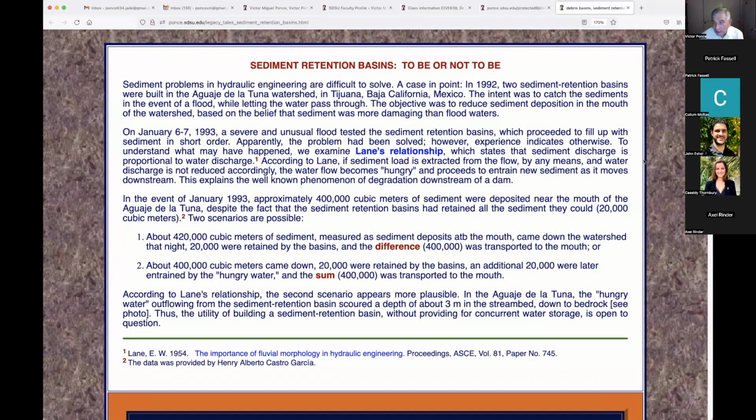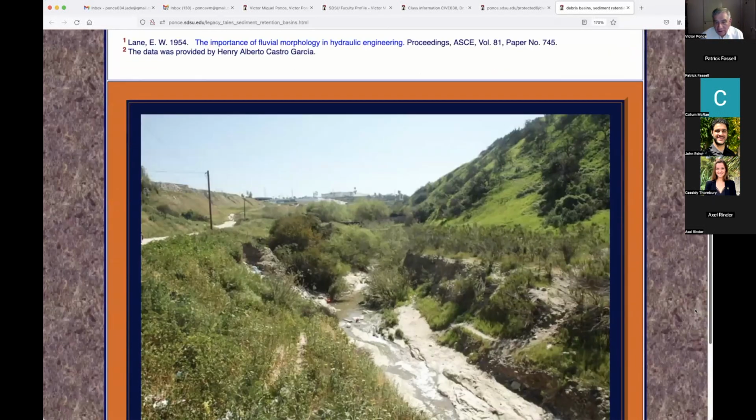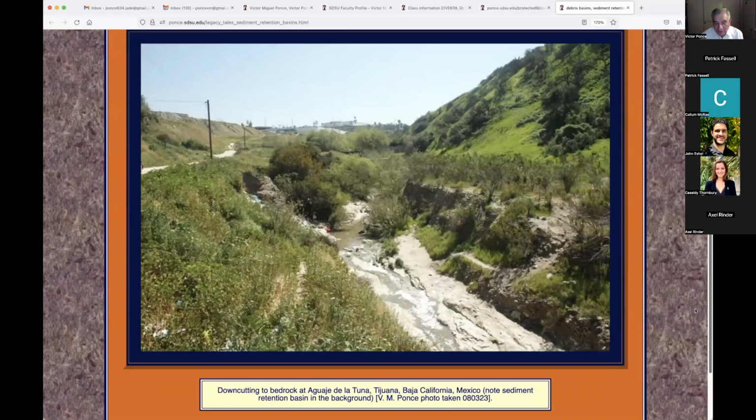We have another photo in here. I took several photos. Right there. It's a classical photo. Down cutting to bedrock at Aguaje de la Tuna, Tijuana, Baja California, Mexico. Notice one of the sediment retention basins in the background. There it is, the sediment retention basins, which, by the way, they're still there.